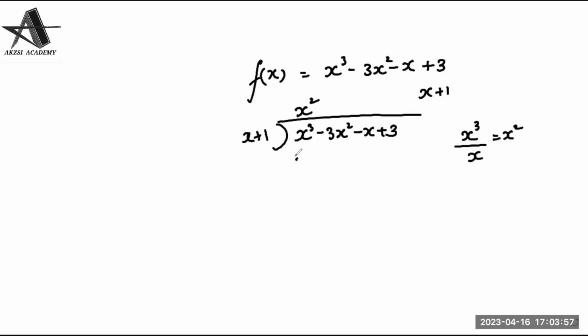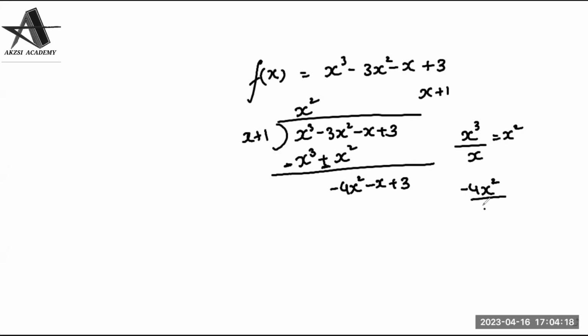So x squared times x is x cubed. x squared times 1 is plus x squared. And now you need to subtract. This will become 0, and we get minus 4x squared minus x plus 3. Same thing: first element of the dividend over first element of the divisor gives you negative 4x. Negative 4x times x is negative 4x squared. Negative 4x times plus 1 is negative 4x. And then we need to subtract it. So this will become negative 3x plus 3.